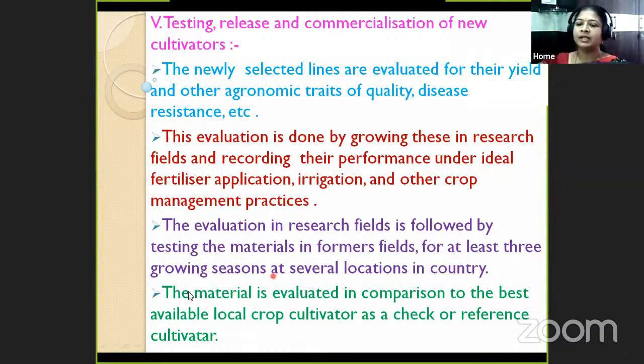And finally, the material, that is, the hybrid variety, is evaluated in comparison to the best available local crop cultivar, which is used as a check or reference cultivar.